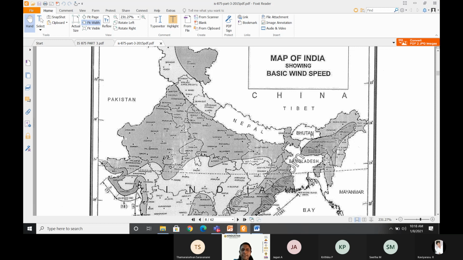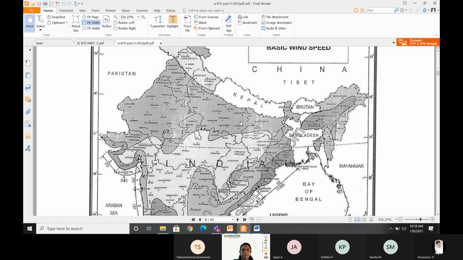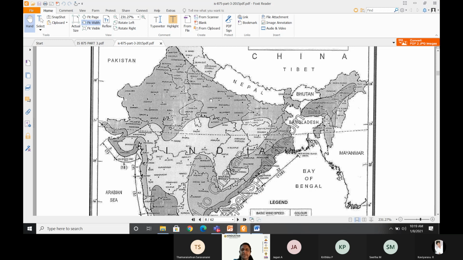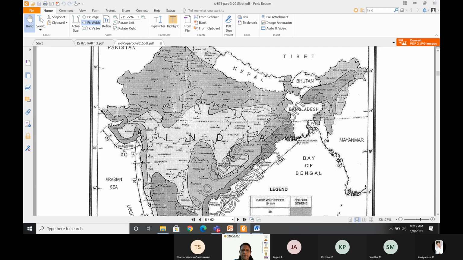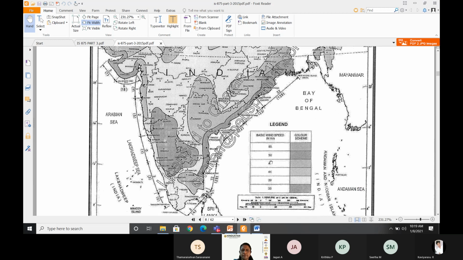Here, this is the India map showing the wind speed regions. There are 6 regions in 3 different colors. When you see the color code, you will understand the difference. There is a basic wind speed: 33 meters per second, 39, 44, 47, 50 and 55, in increasing wind speed values. So India is divided into 6 zones with different wind speeds.